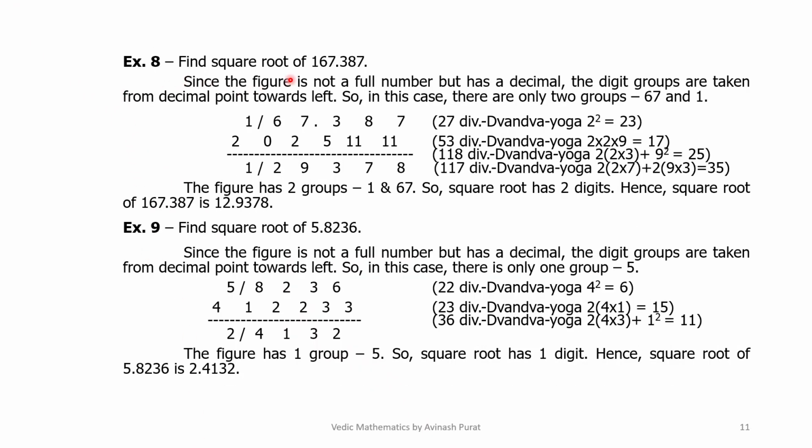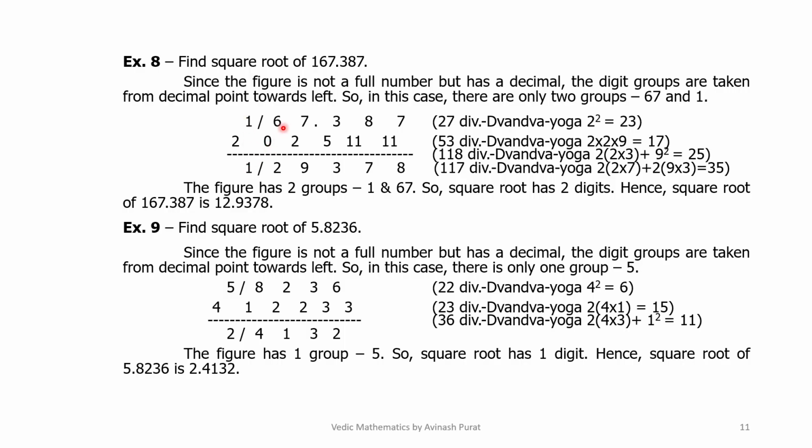Example 8. Find the square root of 167.387. Since the figure is not a full number but has a decimal, the digit groups are taken from the decimal point towards the left. So in this case, there are only two groups, 67 and 1. Now 1 is brought down. The maximum square below 1 is 1. So 1 multiplied by 2, 2 is the divisor, and 1 minus 1 is 0 remainder.